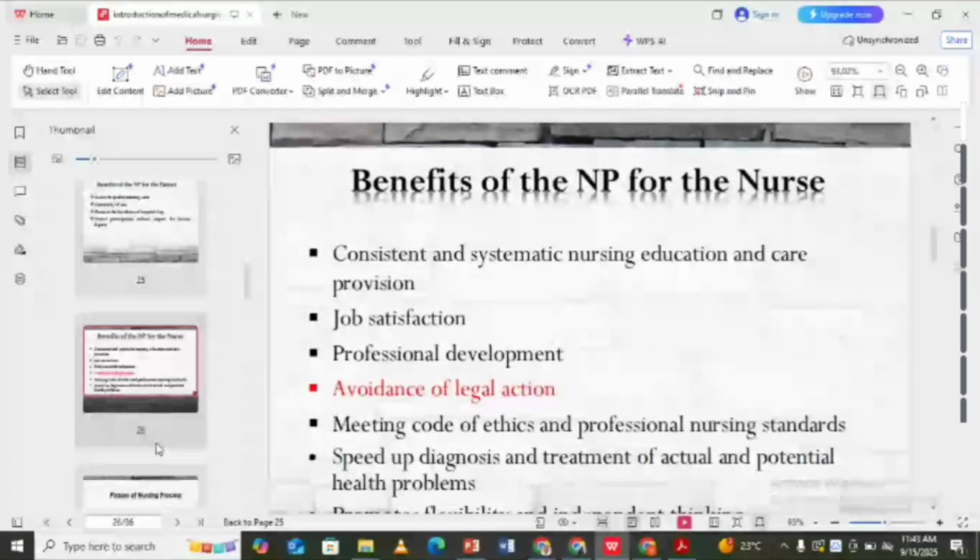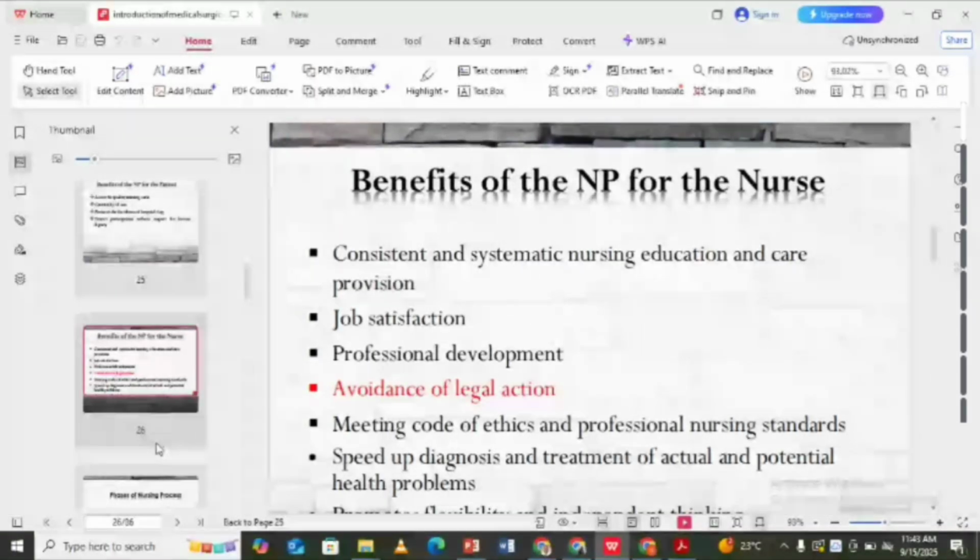Benefits of the nursing process: it's consistent and systematic. There is job satisfaction, because as a nurse, once you do that, you'll be satisfied. You've done the correct thing. But if you go caring for patients, not utilizing the nursing process, you will run around the ward the whole day, and at the end of the day, you realize you've done nothing.